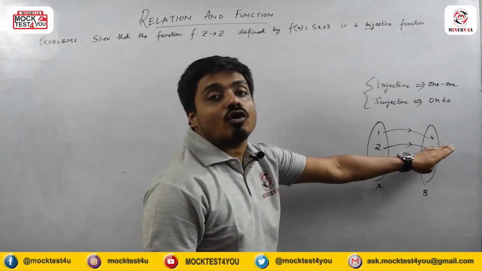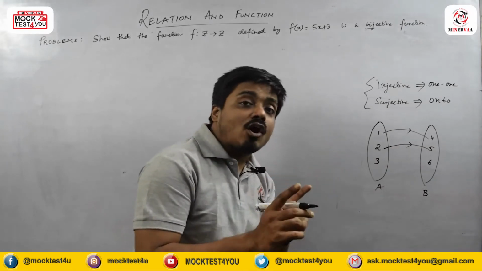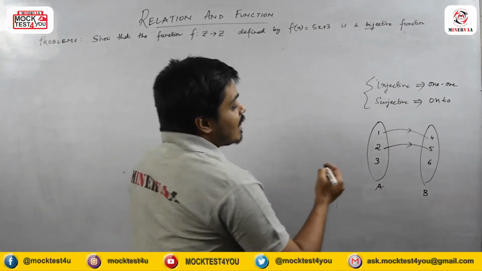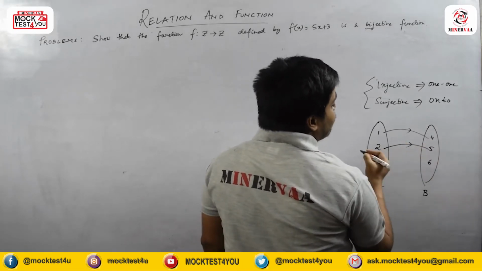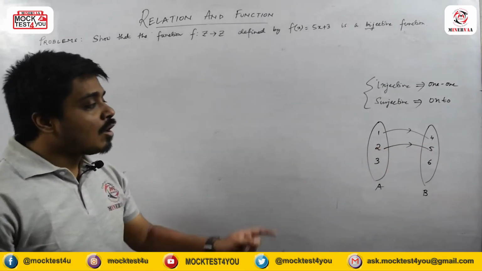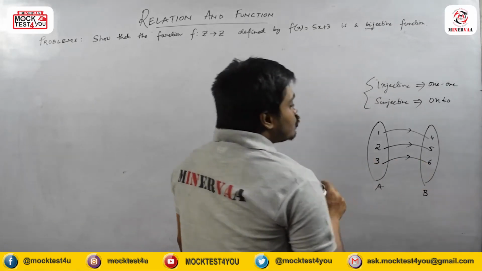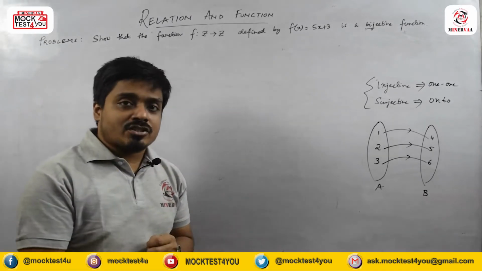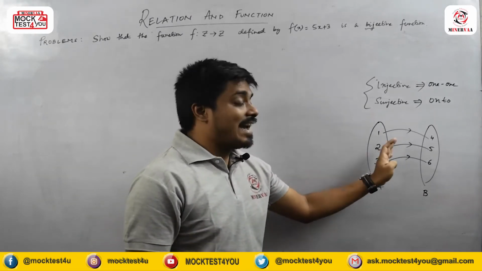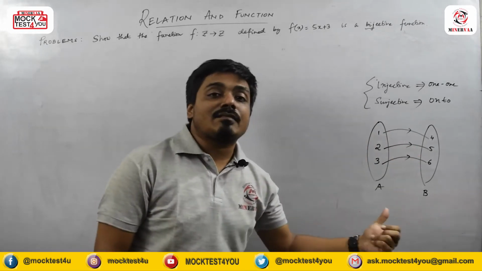It can have either 5 or 6, but it cannot have 4. Same as 3, it cannot have 4 or 5. Why? Because 4 and 5 are already acquired by 1 and 2. So 3 can only go to 6. So this is how we have a 1-1 function: a function in which every distinct element in A has a distinct image in B.